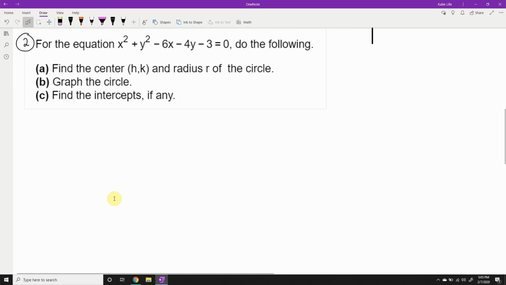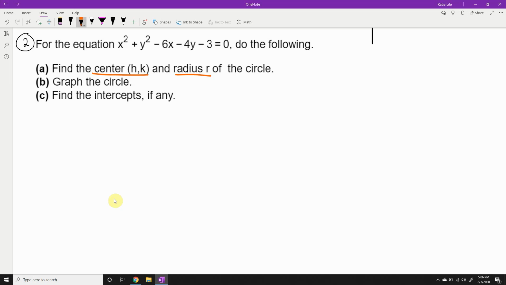All right, number 2, for the equation x squared plus y squared minus 6x minus 4y minus 3 equals 0, we want to do the following. We want to find the center point, and then we want to find the radius. Okay, well, that's a little difficult to do whenever the equation is written in general form and not standard form.